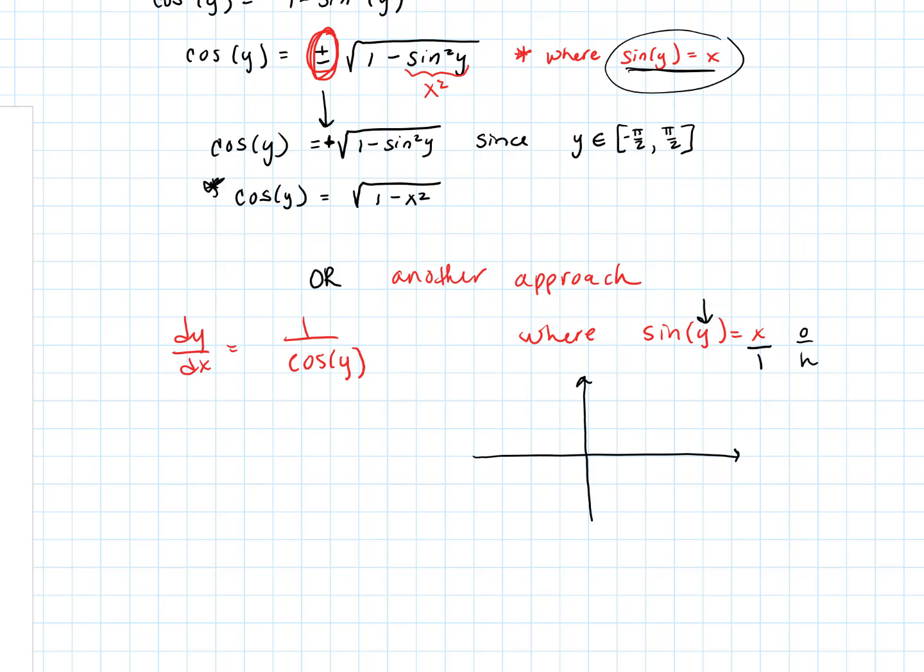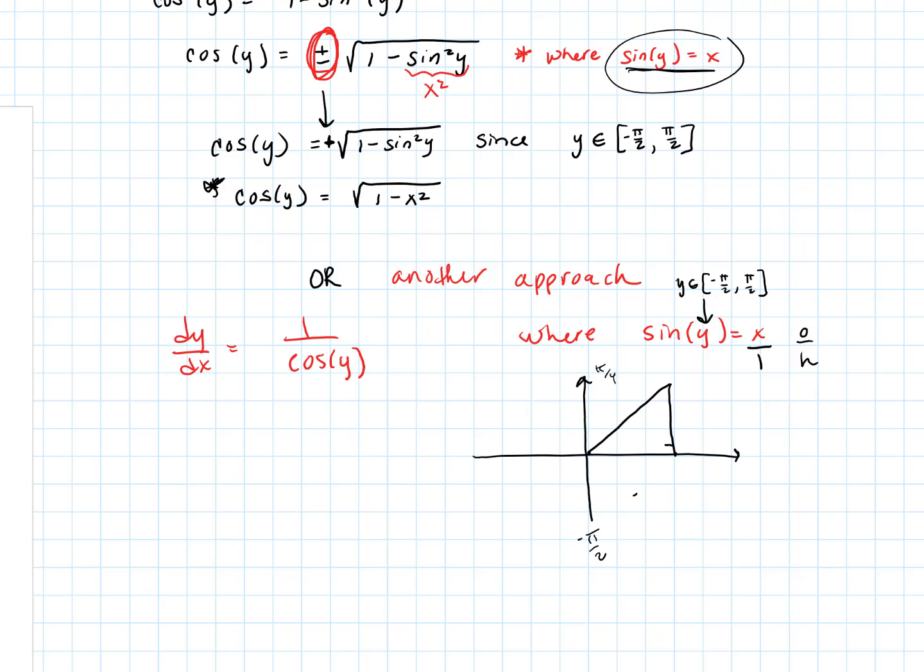I could draw a reference triangle with sides labeled x and 1 for the opposite and the hypotenuse. Now, where does that y come from? Well, we've talked about this at length now. That y is coming from somewhere in between negative pi over 2 and pi over 2. So the reference triangle that we're going to be drawing here is going to be from negative pi over 2 to pi over 2, so it's either in the fourth quadrant or in the first quadrant. And so I'm going to draw it in the first quadrant.